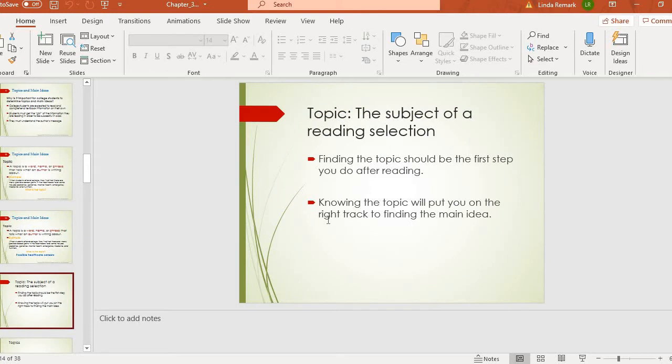So when you are finding the topic, some people like to think of it as the subject. And that could be helpful, but it's the first thing you should do. And I should say that when we're talking about this, we're talking about one paragraph at a time. We're not talking about multiple paragraphs. When I say topics and main ideas, we're just focusing on one paragraph at a time. So the topic is the first thing you should do, who or what is this about? Knowing the topic will put you on the right track to finding the main idea. It's going to build toward that main idea.